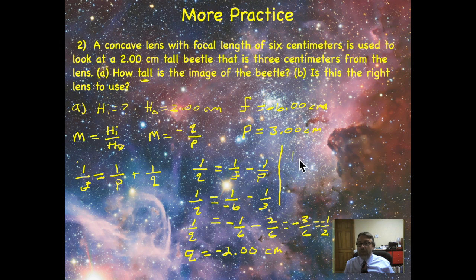All right, so the magnification is going to be equal to minus Q divided by P, which was, sorry, I'll just put P in, minus minus 2, P was 3. So my magnification is equal to 2/3. That means the height of the image is 2/3 times 2 centimeters, or 4/3 of a centimeter.